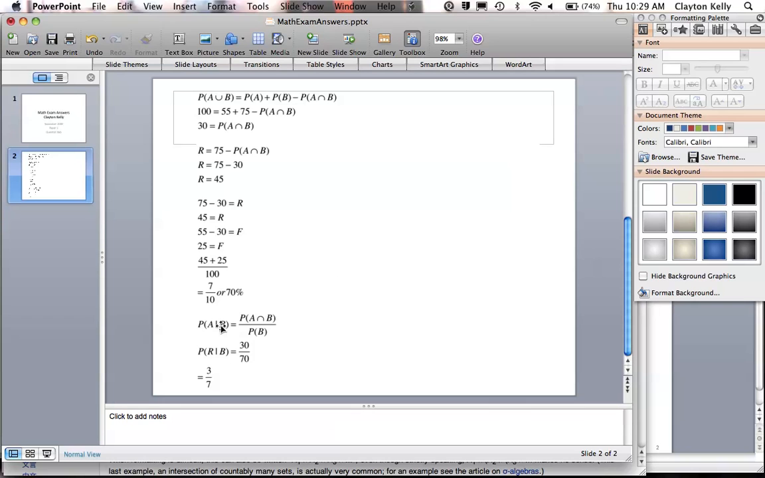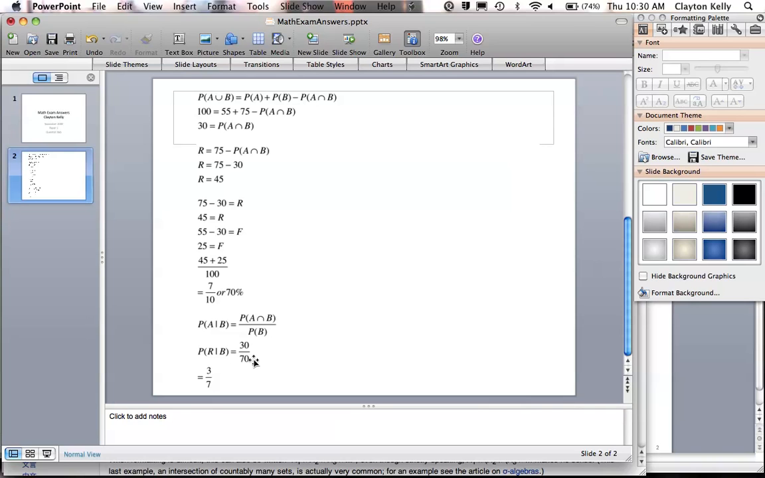The last part of the question, part 2 of B, is given that the boy selected plays only one sport, find the probability that he plays rugby. So here we have to use a new formula, which is the probability of A given B equals the probability of A intersect B divided by P of B. So let's just sub in the variables that we found in previous questions.